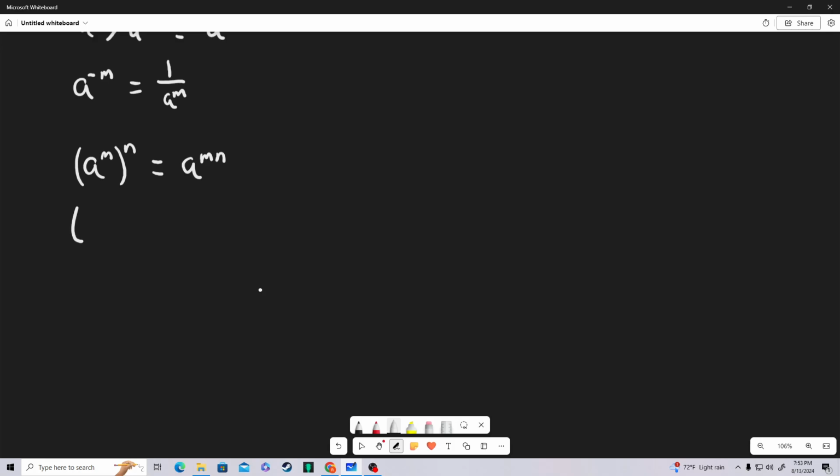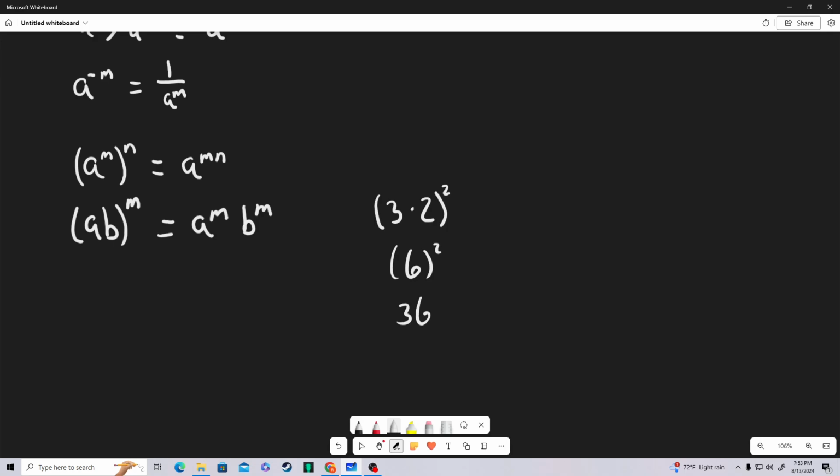Okay, AB to the M power equals A to the M times B to the M. Let's do an example of that. If we've got 3 times 2 squared. Well, if we look in here, 3 times 2 is 6. 6 squared. 6 times 6 is 36.